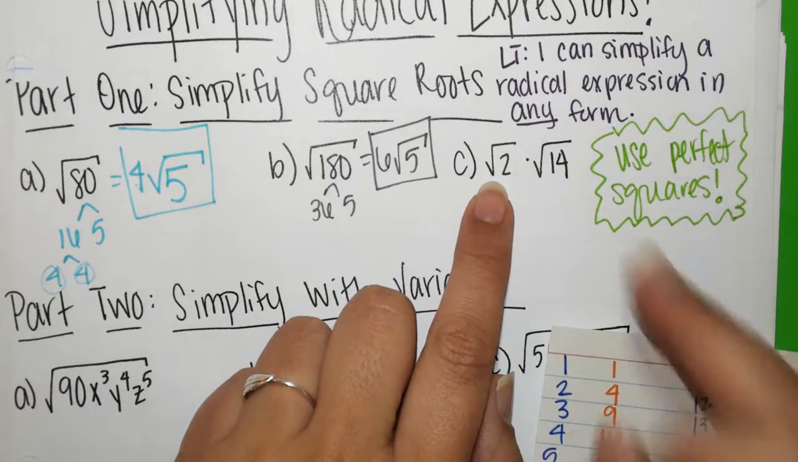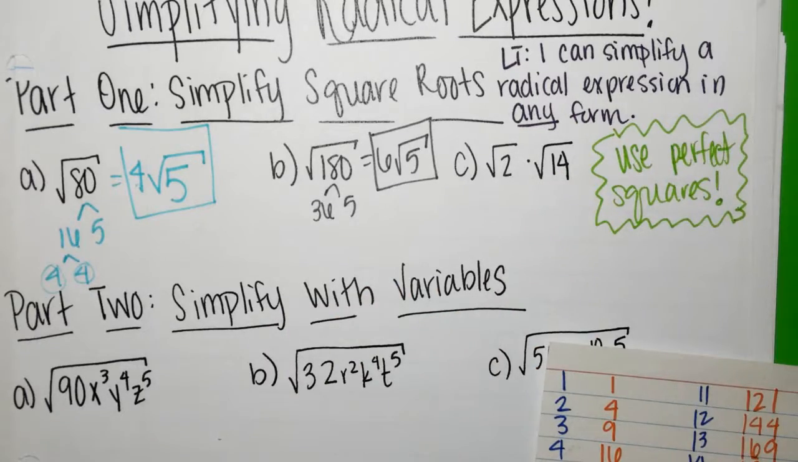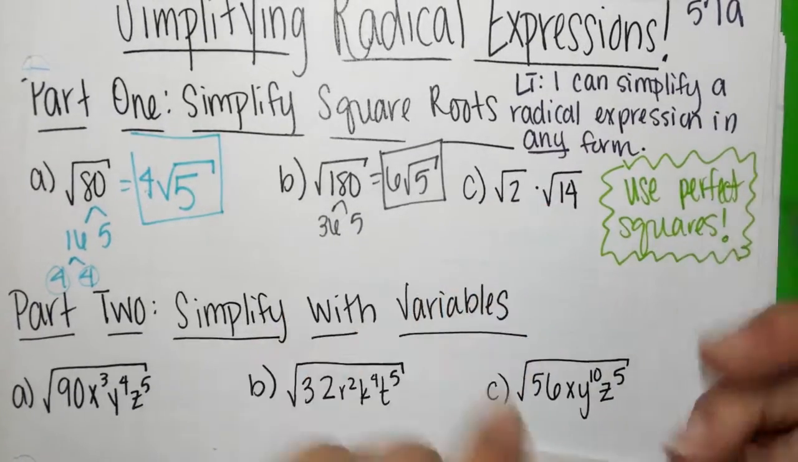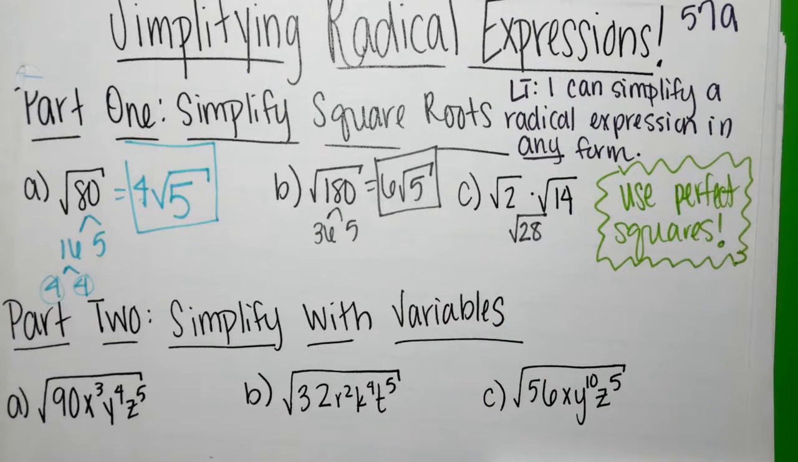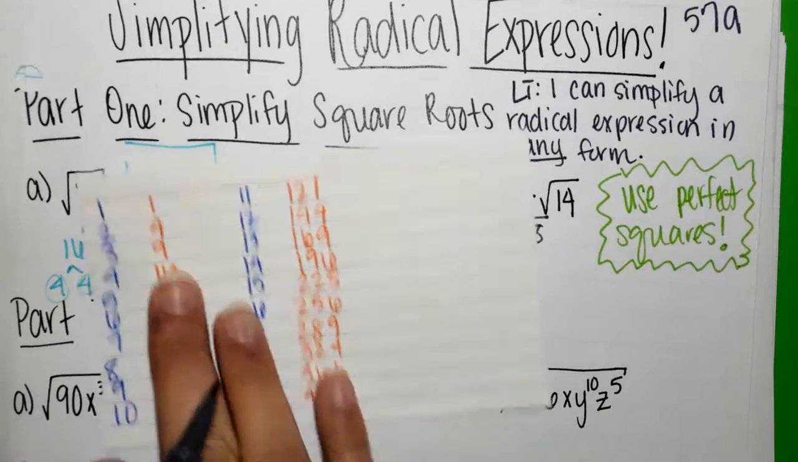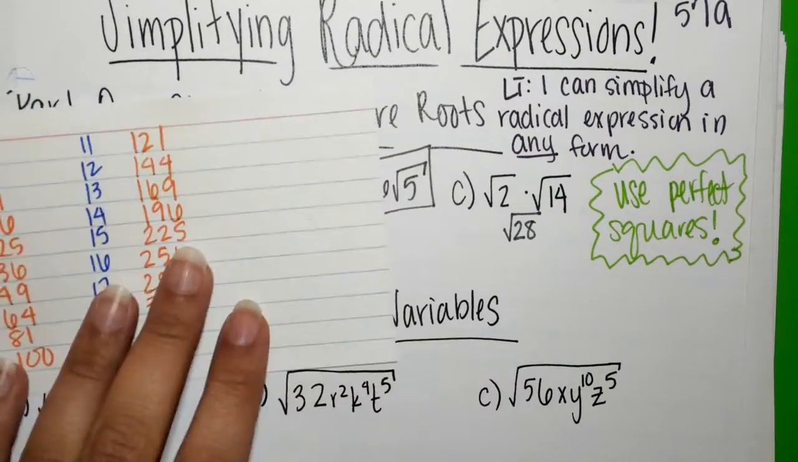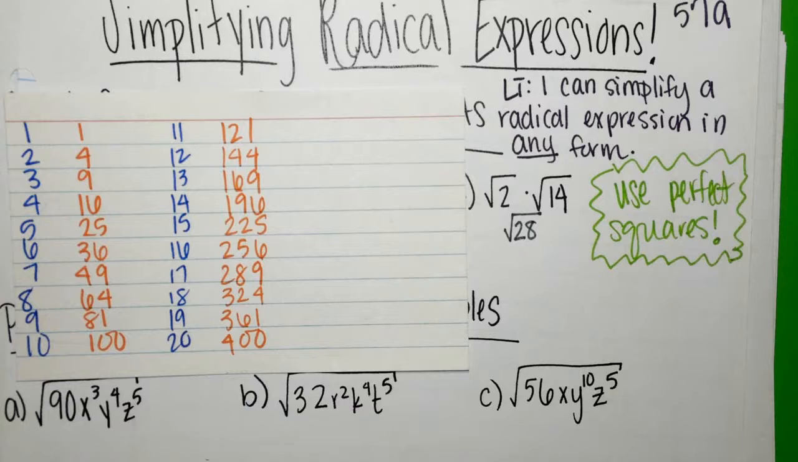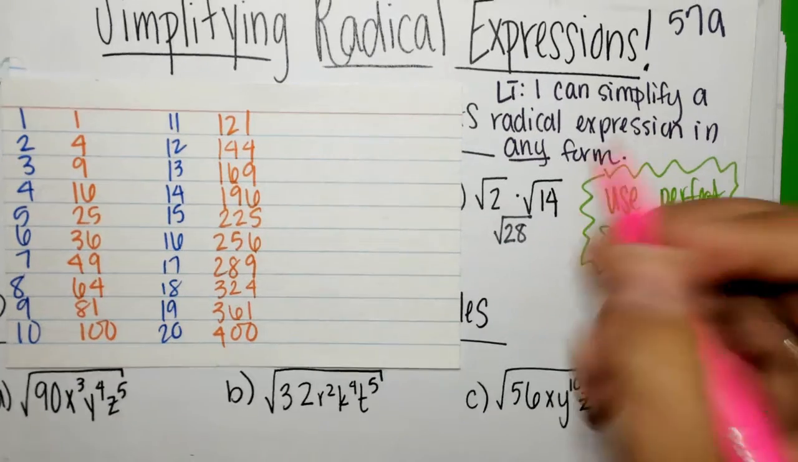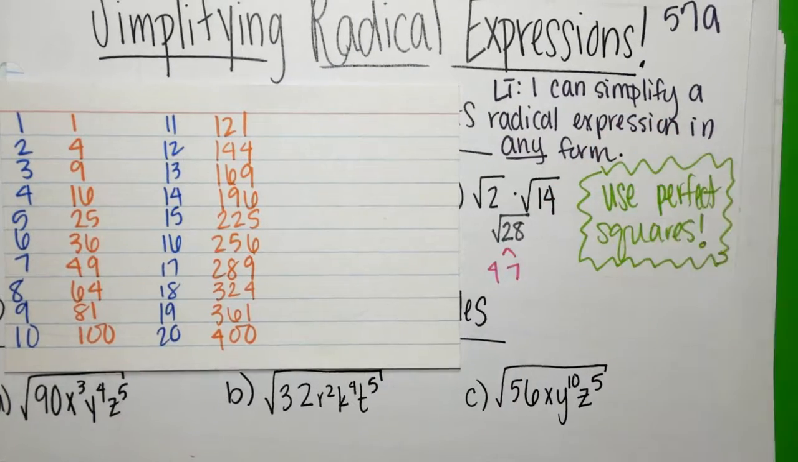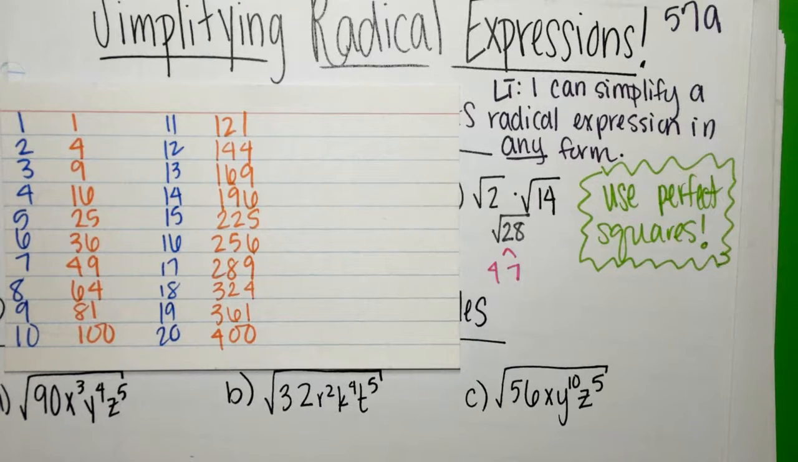C. What are we going to do with those? Multiply. You're going to multiply them. All right, what's 2 times 14? 28. Okay, now we need to simplify that. What is the biggest perfect square that goes into 28? 4. And 4 times what gives you 28? 2 times 14 is 28.